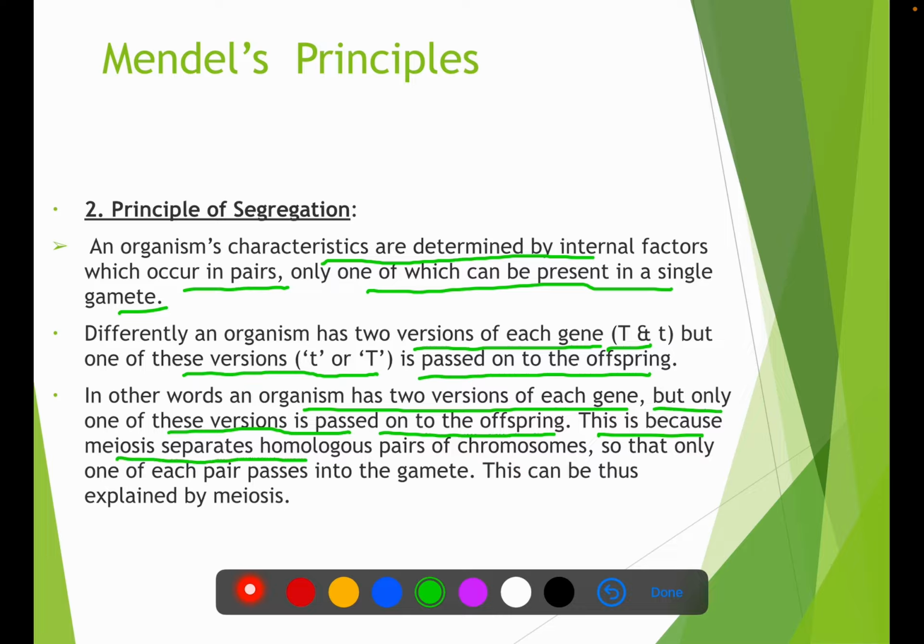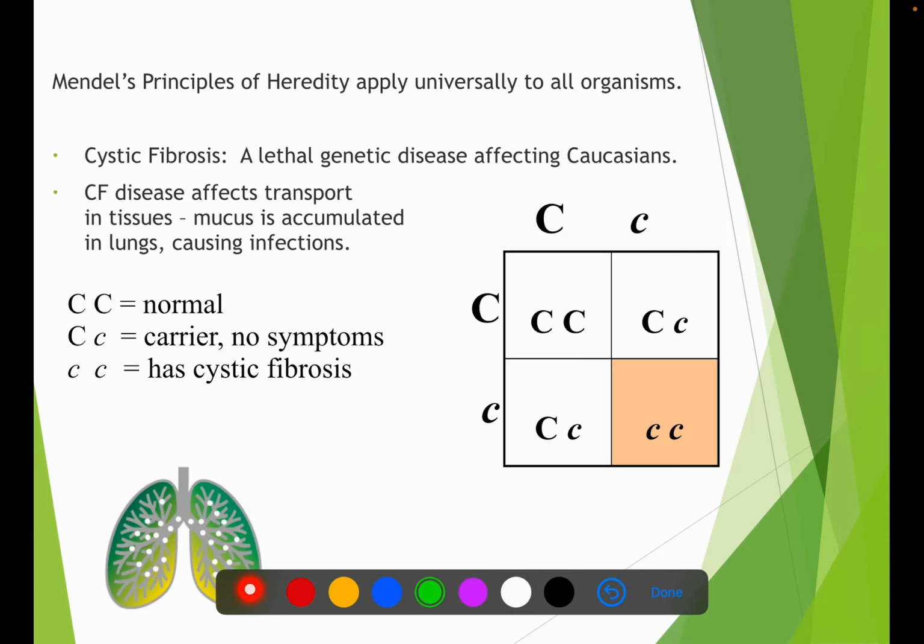This is because meiosis separates homologous pairs of chromosomes. This is the understanding which developed later, so that only one of each pair passes into the gametes. When we understand meiosis, we will see how segregation occurs. But the law of segregation says that out of the two alleles, one allele will separate during gamete formation, and the paired condition will be restored during fertilization. So this segregation is universally accepted. For the first one, the law of dominance, we will see there are exceptions, but the second one, segregation, is universally accepted.